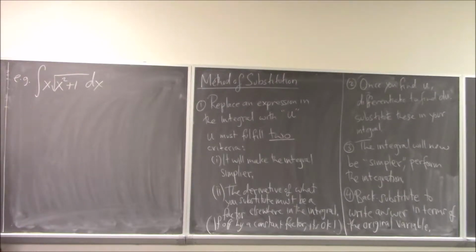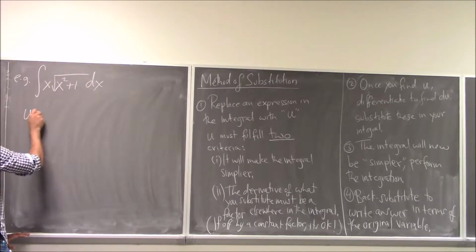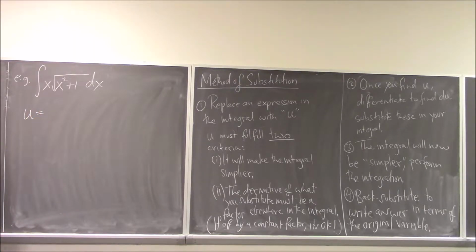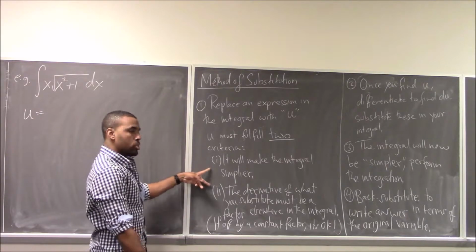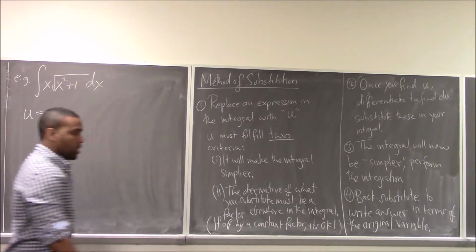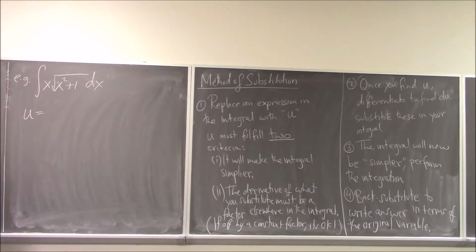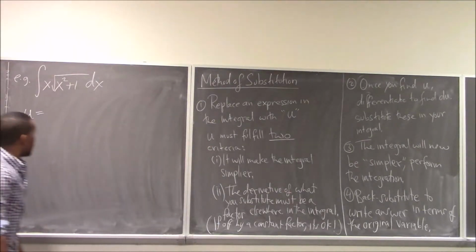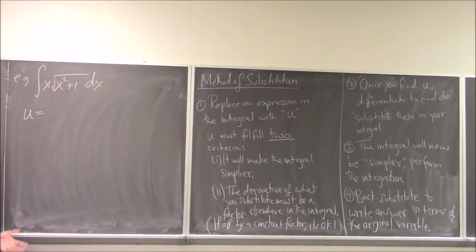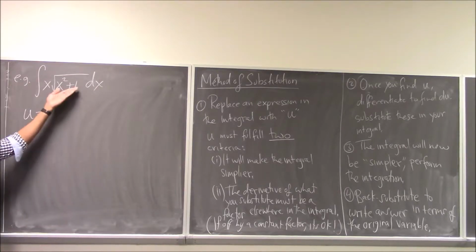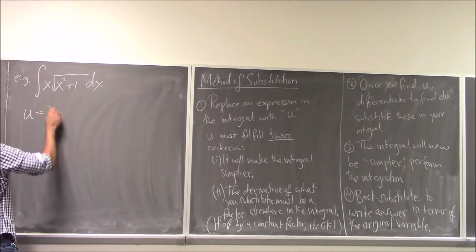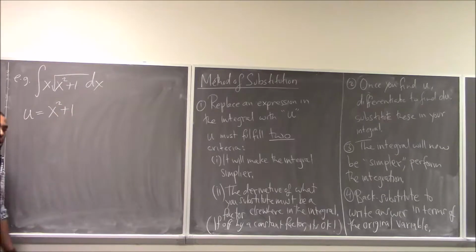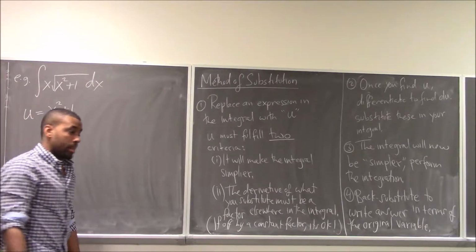Okay. So we know we're going to have to substitute something. So the goal is, we're going to replace an expression with u in the integral. It must fit two goals. One, it's going to make the integral simpler, and two, its derivative must be somewhere else in the function. So one, you would ask yourself, what is making this complicated? The x squared plus 1 makes it complicated. Let me see if substituting x squared plus 1 will actually work. So you will try that.